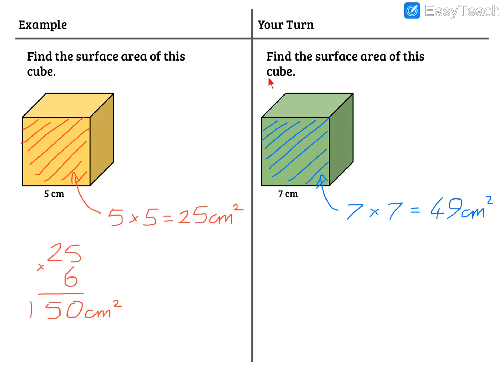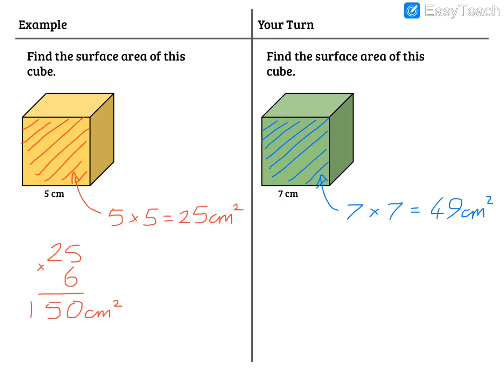We know because it's a cube, all of those lengths are going to be the same, so this is 7, this is 7, this is also 7. So 7 times 7 is 49 centimetres squared. That's the area of this one that I've just shaded in blue, but it's also going to be the area of all the other 5 faces. We're going to have 6 in total.